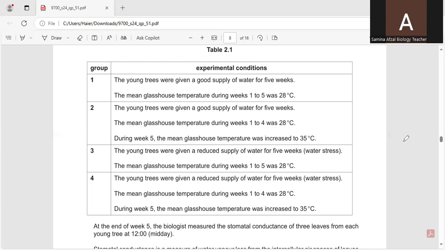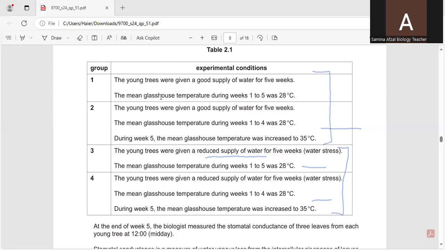It means of the 4 groups, 2 groups have a good supply of water, but in group 2, the temperature was increased in the 5th week. And the other 2 groups have a reduced supply of water for all 5 weeks. Temperature was kept at 28 degrees centigrade in group 3, but in group 4, again for the 5th week, the temperature was increased from 28 degrees centigrade to 35 degrees centigrade.